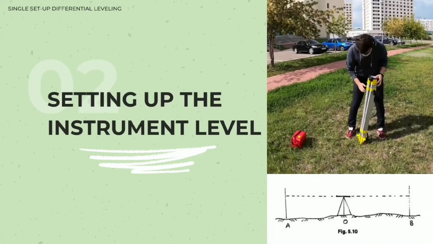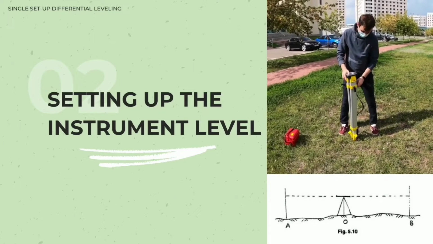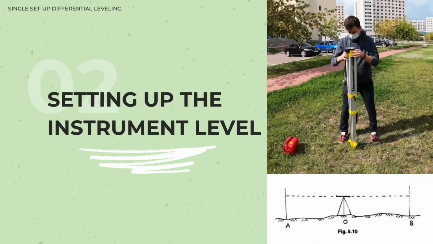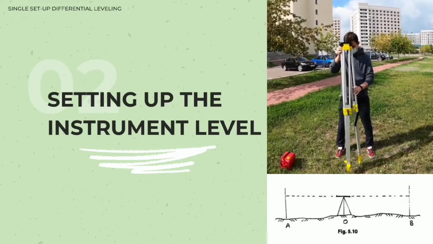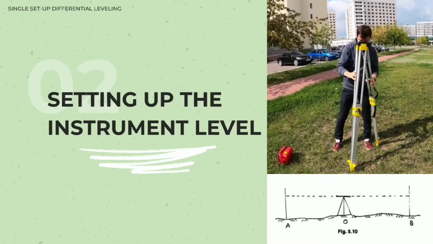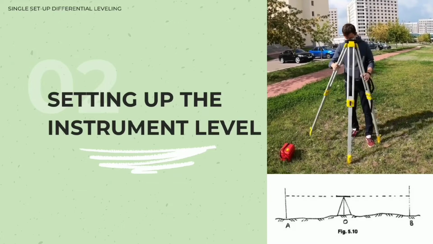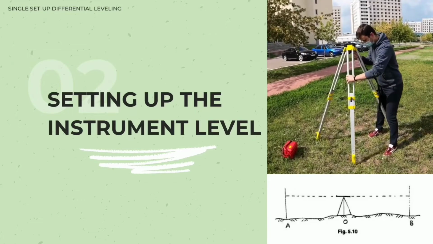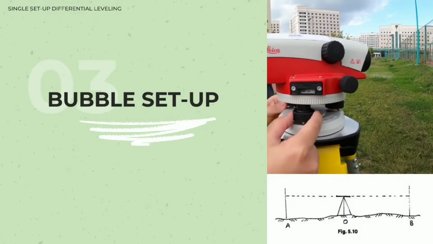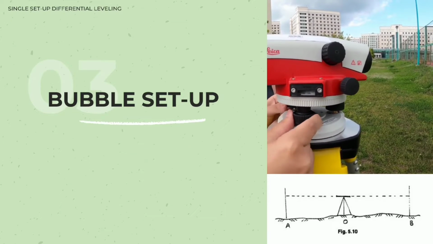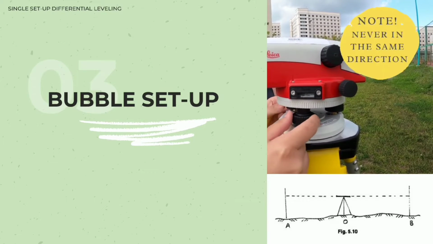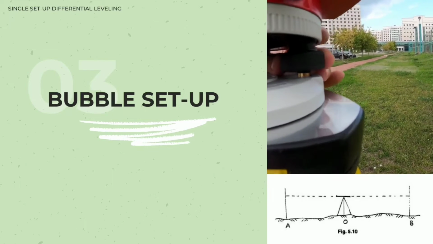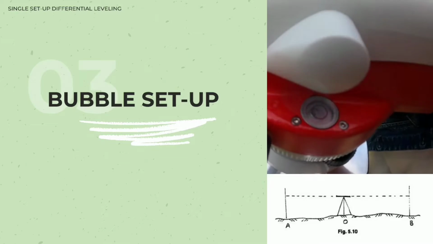Second, set up the instrument level on suitable points, preferably about the midpoint of the two designated stations A and B, by driving the tripod firmly on the ground. Adjust the height of the instrument to the convenient level of the instrument man through the tripod leg locks. Third, check the bubble in the vial of the level if it is in the center. If not, adjust the screws by rotating clockwise or counterclockwise.